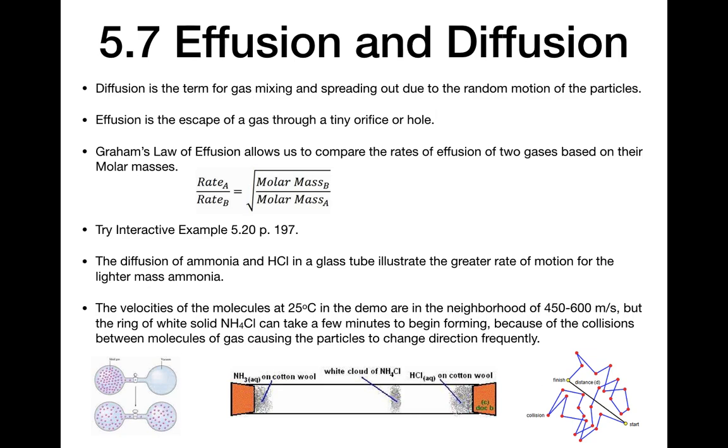Even though the particles are moving around 450 to 600 meters per second, it will actually take a few minutes before you will see the white cloud. And that's because, as illustrated by the lower right-hand corner, the particles do not just move from left to right or right to left. They bounce around off of other particles, changing direction frequently. And so it takes them quite a while to actually move from one side of the glass tube toward the other.